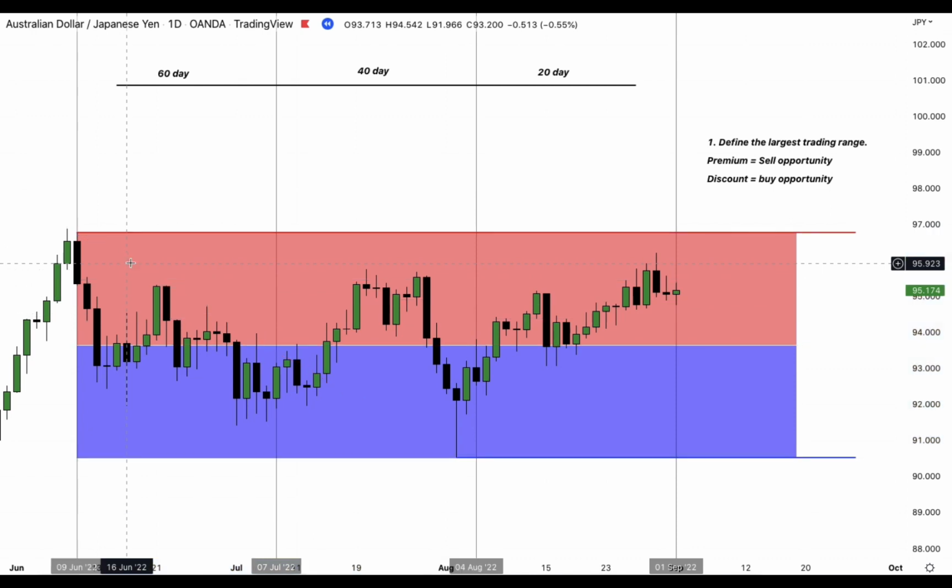So whenever price is in the red, you have higher probabilities of finding a sell setup. And when price is in the blue, you have higher probabilities of finding a buy setup or a buying opportunity. So this can help us define whether we should be seeking buys or sells just by finding the largest range that we're trading in within the last 60 days.